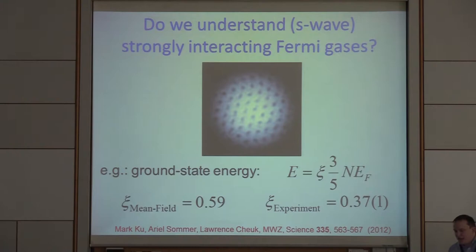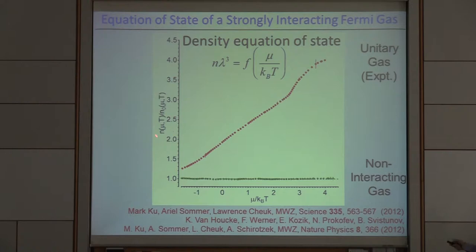This is our experimental measurement of the equation of state for this unitary gas. This is the density, properly normalized, as a function of the chemical potential divided by temperature. It's a nice way to represent the equation of state. The non-interacting gas in this representation is just normalized to be 1, but this is actually a measured 1. And mean field theory is here, so it's pretty bad compared to the error bars.